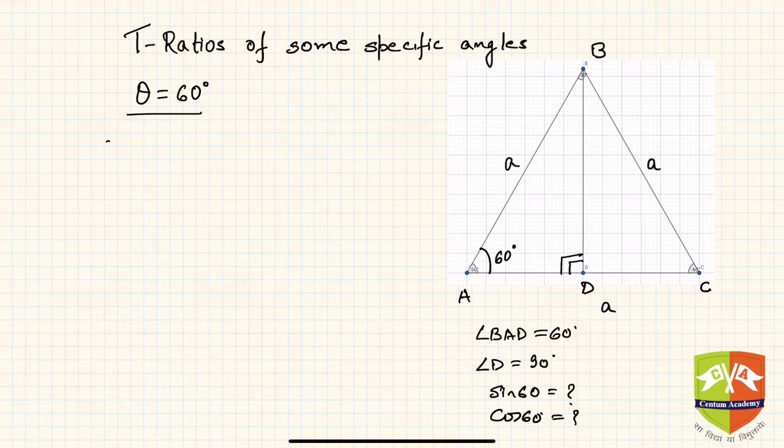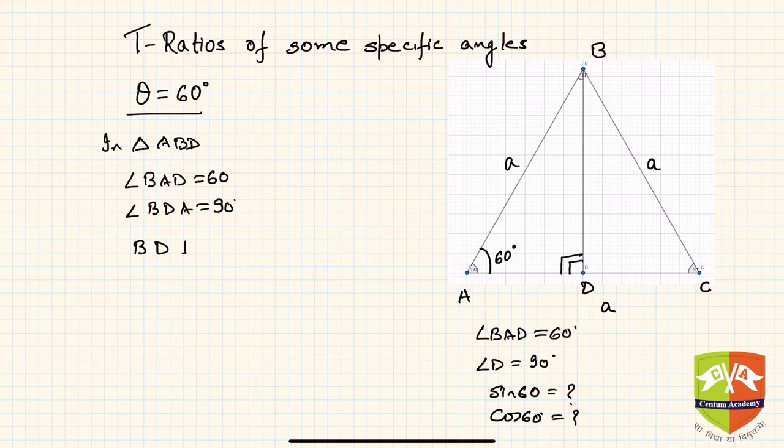So we can say in triangle ABD, angle BAD is 60 degrees, okay, and angle BDA is 90 degrees. So basically BD is nothing but a perpendicular dropped from one of the vertices of the equilateral triangle onto the side AC. So BD is perpendicular to AC.